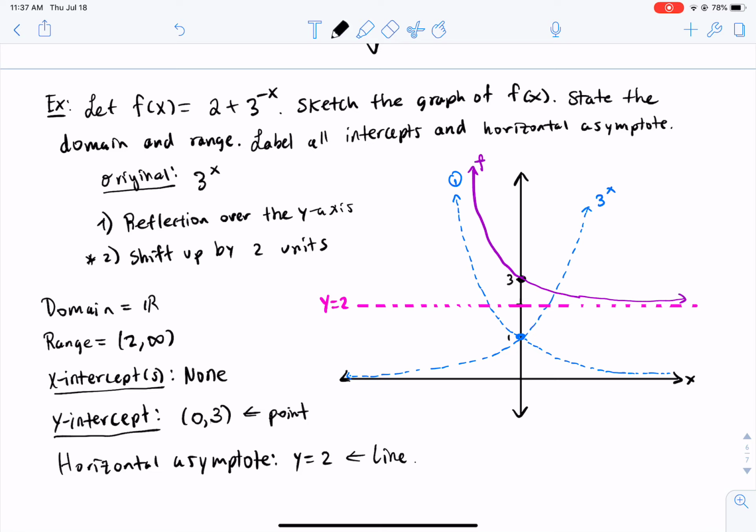So we start from the beginning, 3 to the x. It goes under one transformation, and the second transformation gives us the graph. But it makes sense like that.